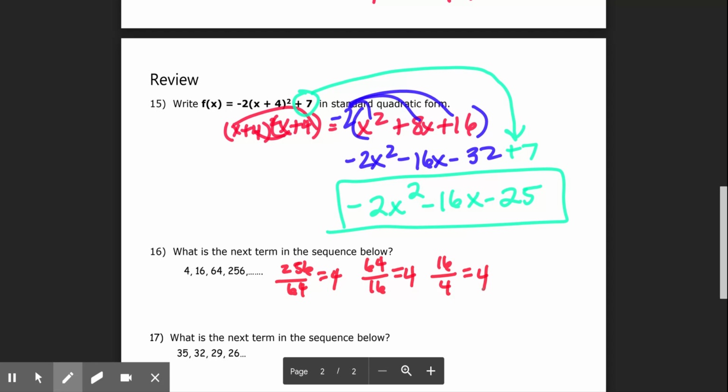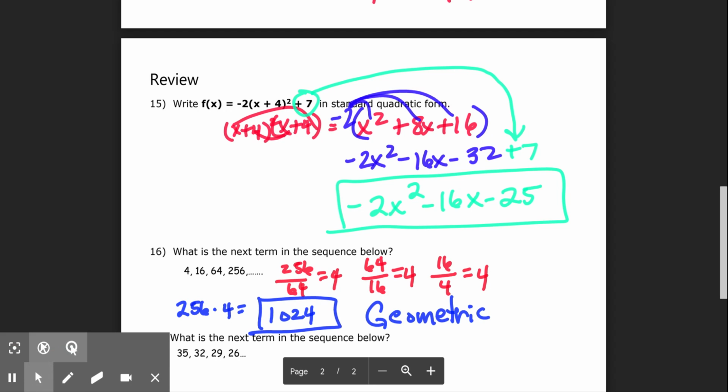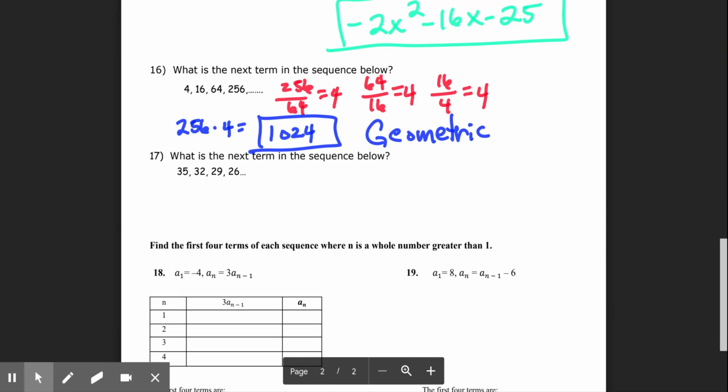So to get my next term, I would have to take 256 and multiply by 4. So that will give me 1024 for my next term. So again, this is geometric because it has a common ratio. All right, let's look at the next one, number 17. Looks like I can subtract 3 from each one. So this is going to be arithmetic, linear. So my next term, I would subtract 3, and that would give me 23.